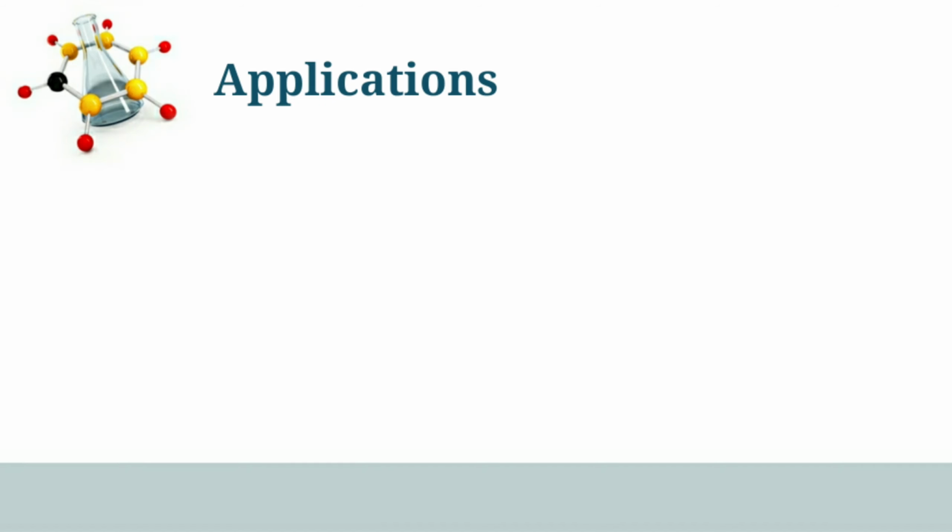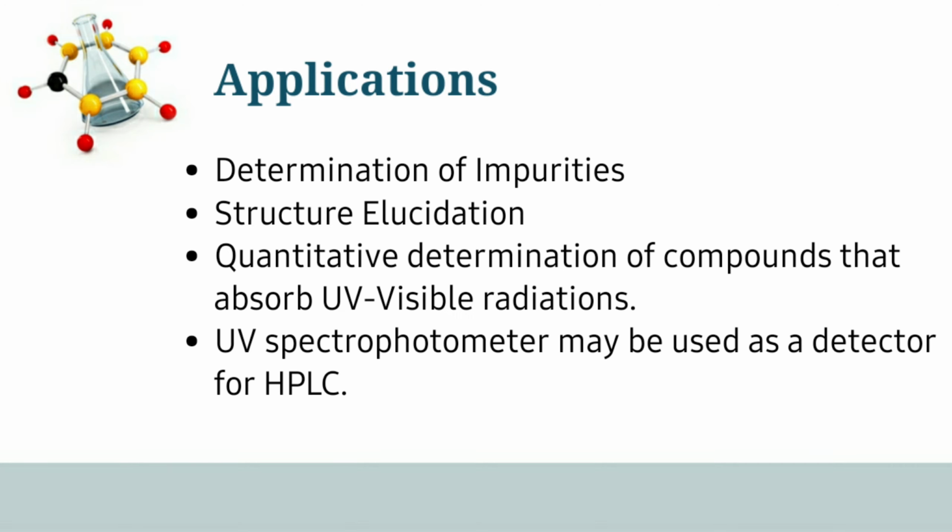UV visible spectrophotometer has different applications such as determination of impurities, structure elucidation in combination with some other techniques, and quantitative determination of compounds that absorb UV visible radiation. It also acts as a detector for HPLC. These are a few prominent applications of this instrument which are listed here, apart from others.